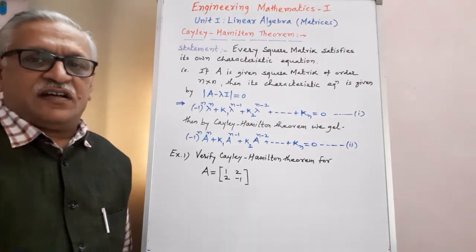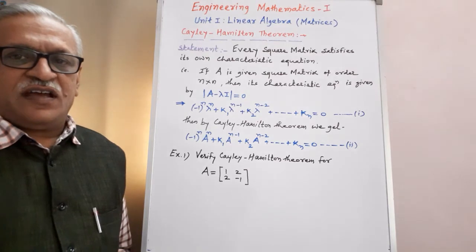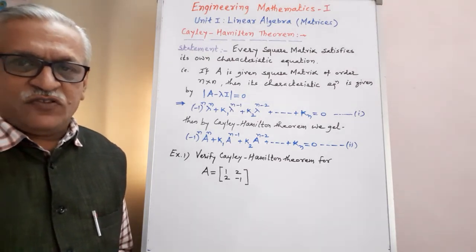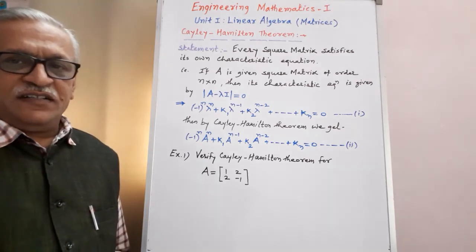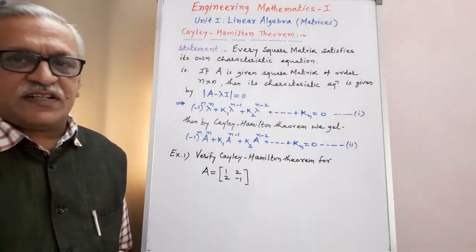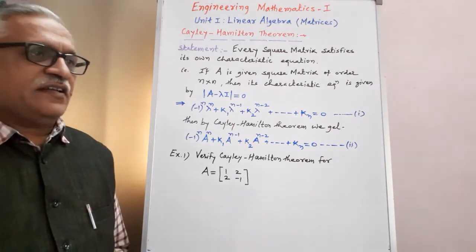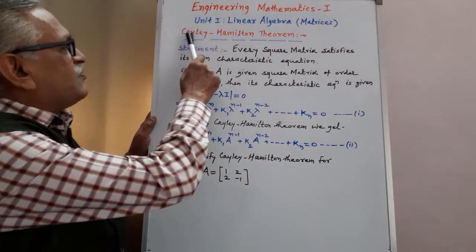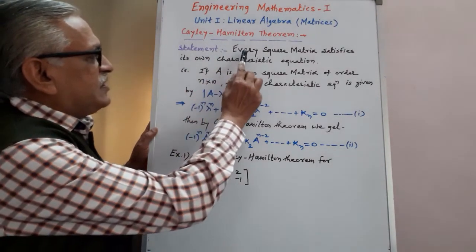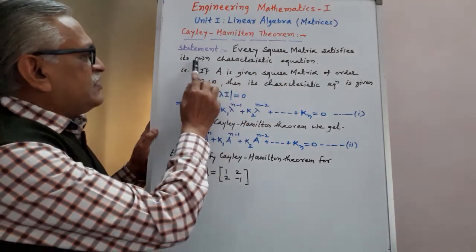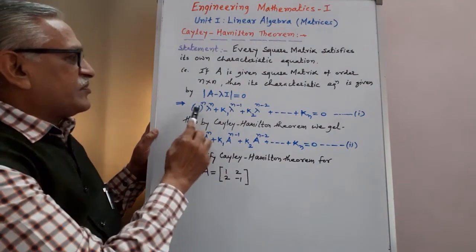Next, I have completed the characteristic equation and its roots, that is eigenvalues, and next I have completed eigenvectors. In the last lecture I have completed the point eigenvector of a matrix. Then today I will discuss the Cayley-Hamilton theorem. The statement of that theorem: every square matrix satisfies its own characteristic equation.